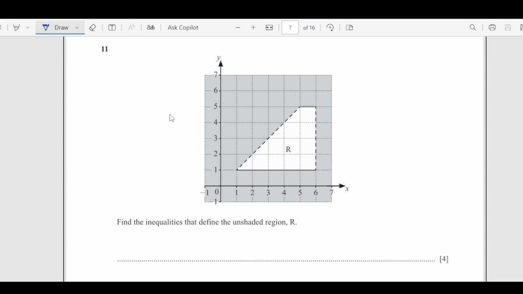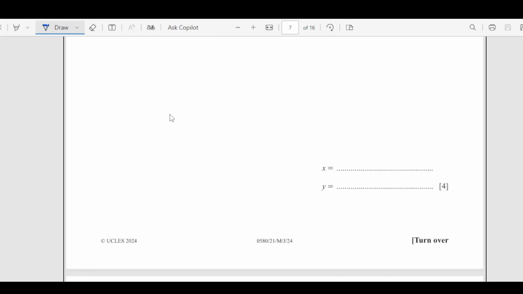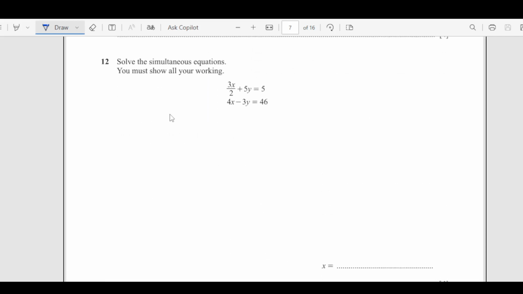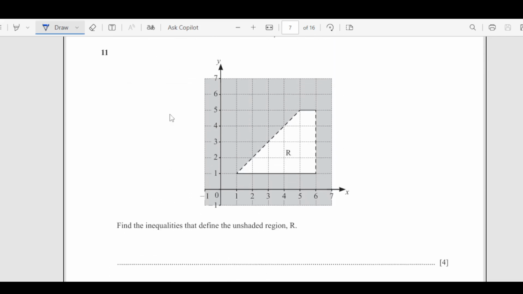This is the Cambridge IGCSE paper from May-June 2024, paper 2-1. This is the second part. In the first part we did questions 1 to 10. Now we are going to do the remaining questions.